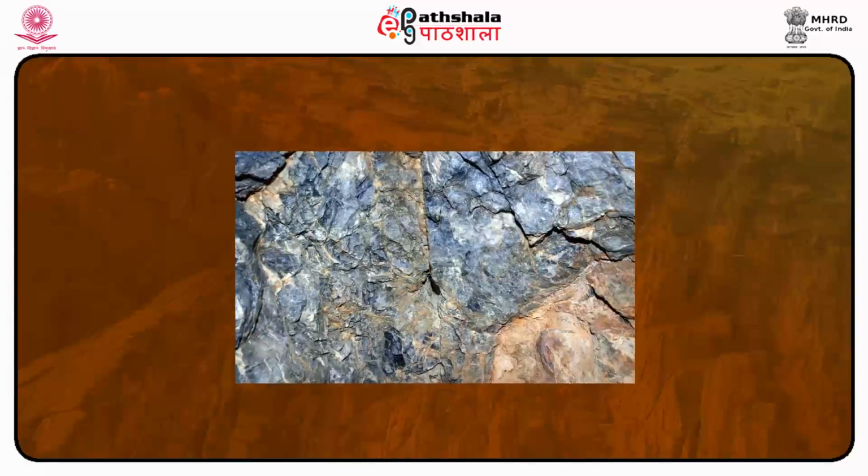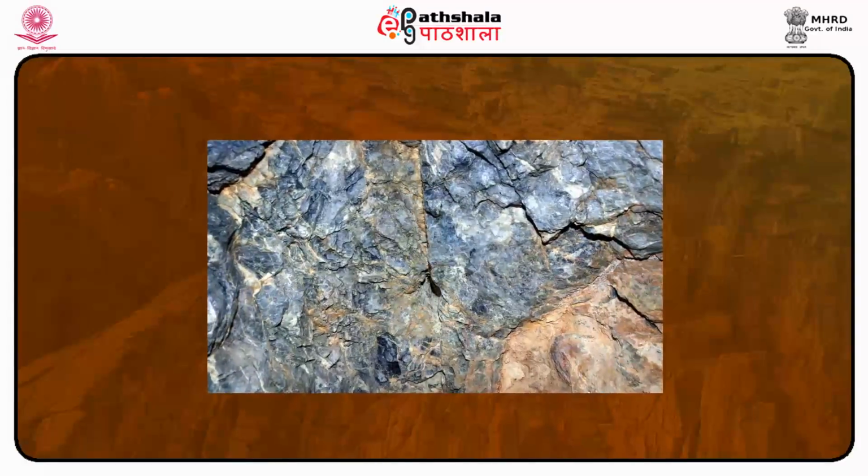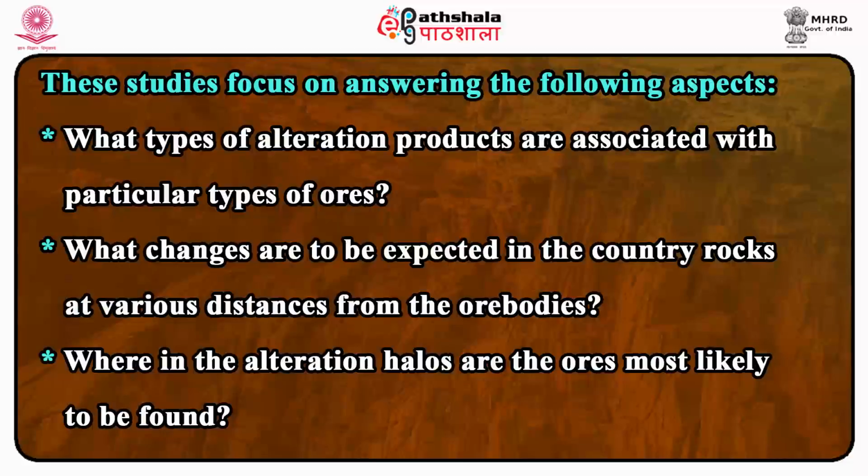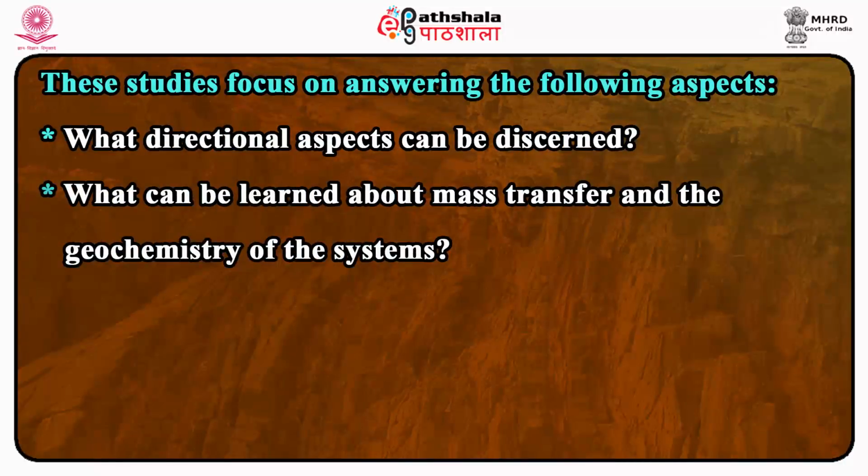Since the 1970s, a great deal of work has been done in attempting to determine the exact relationship between various types of ore deposits and the alteration minerals that surround them. These studies focus on answering the following aspects: What types of alteration products are associated with particular types of ores? What changes are to be expected in the country rocks at various distances from the ore bodies? Where in the alteration halos are the ores most likely to be found? What directional aspects can be discerned? What can be learnt about the mass transfer and the geochemistry of the systems?